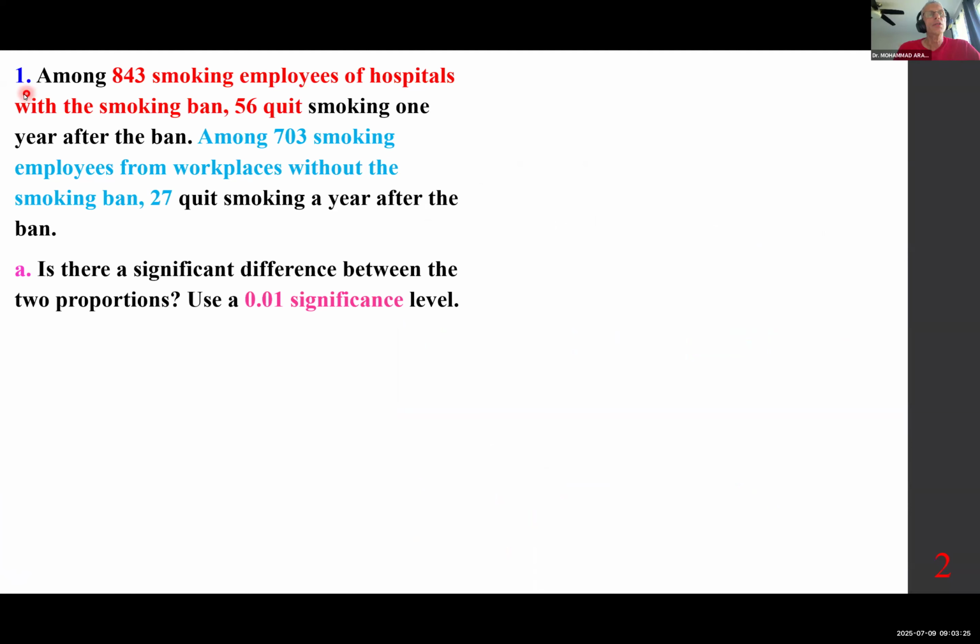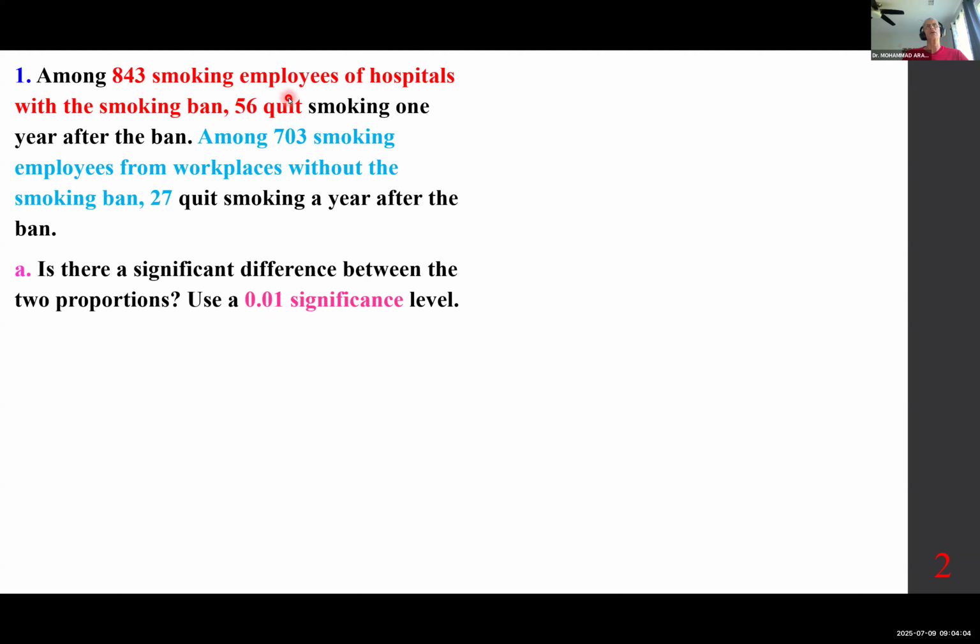Number one, among 843 smoking employees of hospitals with the smoking ban, 56 quit smoking 1 year after the ban. Among 703 smoking employees from workplace without the smoking ban, 27 quit smoking a year after the ban. Is there a significant difference between the two proportions? Use 0.01 significance level. There's a proportion, but the difference between this and the previous chapter is that we have two groups.